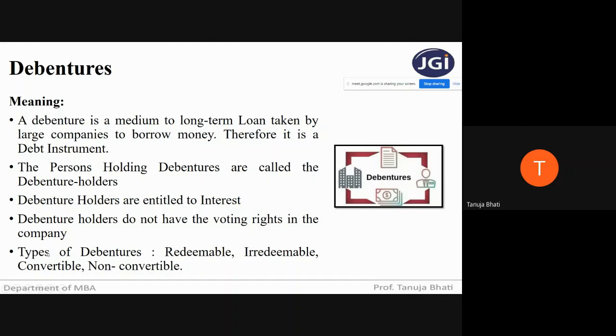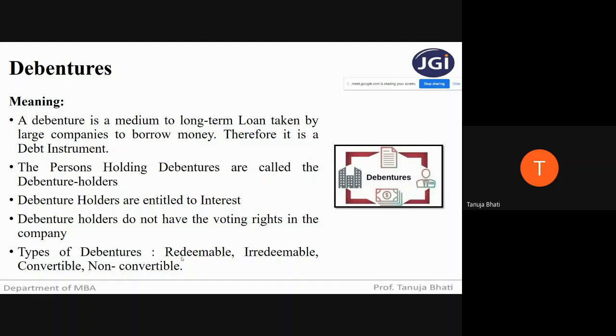There are different types of debentures. They can be redeemable debentures. Now, what do you mean by redeemable? Redeemable is repayable. For example, when we take a loan from a bank, we can take a 5-year loan or a 20-year loan, which means that we have to repay the loan amount within 20 years or 5 years.